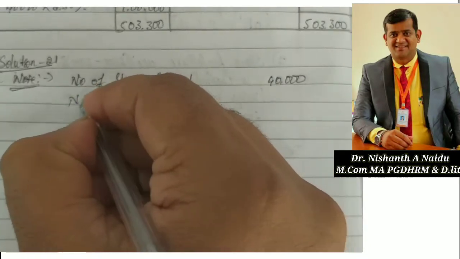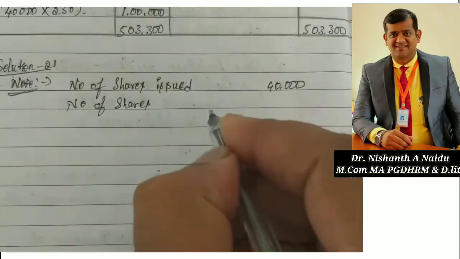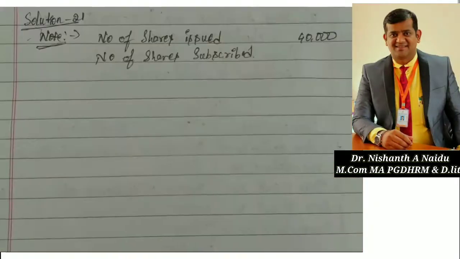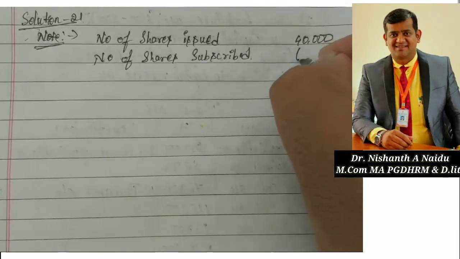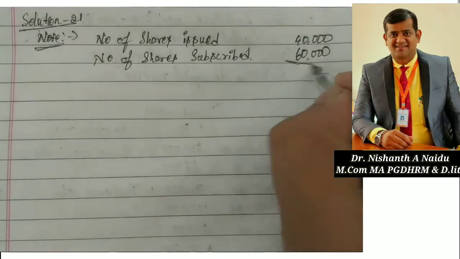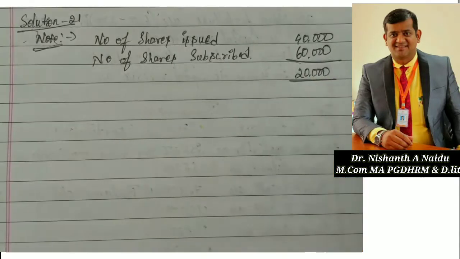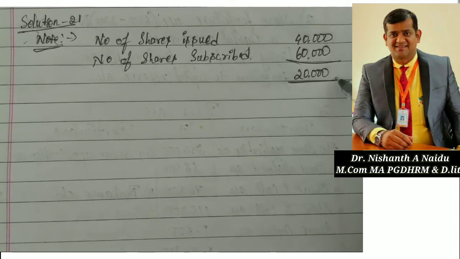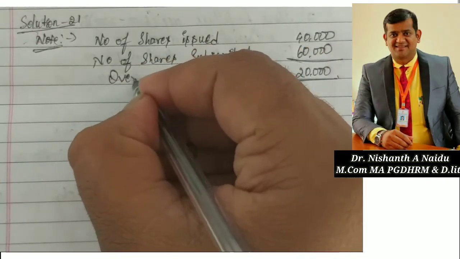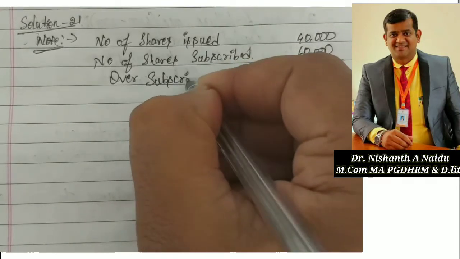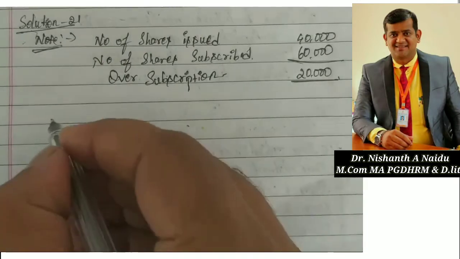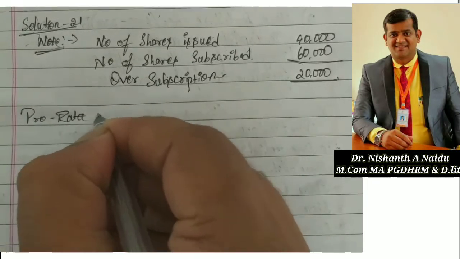Next is number of shares subscribed. How many shares have been subscribed? Subscribed is 60,000 shares. Now deduct: 20,000 has been applied for extra. Actually the company invited 40,000 but the public applied for 60,000 shares, which means 20,000 more shares have been applied for by the public. We call this oversubscription. Now we are going to calculate the pro rata allotment. So let us start the pro rata allotment.